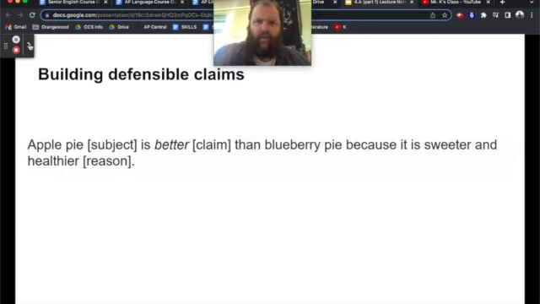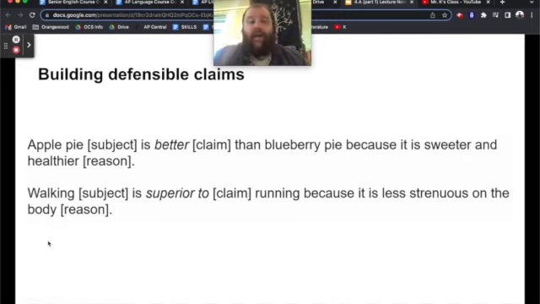That actually requires evidence. Okay, well, prove it. Is it sweeter? How do you know? Is it healthier? How do you know? Right? If you just said apple pie is better, or apple pie is better than blueberry pie, that's not a defensible claim. That's just an opinion, right? It's just a thing that you think, and that's fine. That's great. But for this type of writing, you really need a defensible claim.